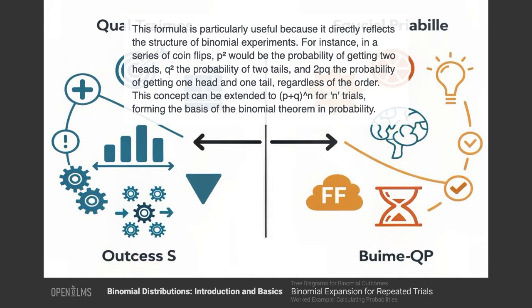This formula is particularly useful because it directly reflects the structure of binomial experiments. For instance, in a series of coin flips, p squared would be the probability of getting 2 heads, q squared the probability of 2 tails, and 2pq the probability of getting 1 head and 1 tail, regardless of the order. This concept can be extended to (p plus q)^n for n trials, forming the basis of the binomial theorem in probability.